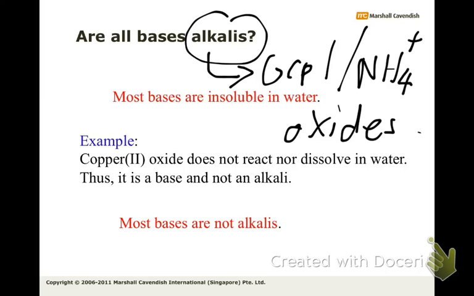Now let's say copper 2 oxide. Copper 2 oxide does not dissolve in water, so it will not form copper 2 hydroxide. So remember, all your chemical analysis precipitates, all of them are precipitates, so they are not soluble in water. Their state symbol is solid.